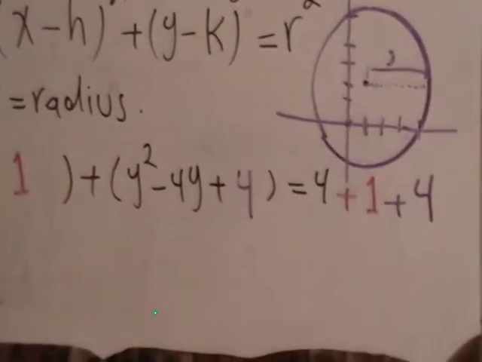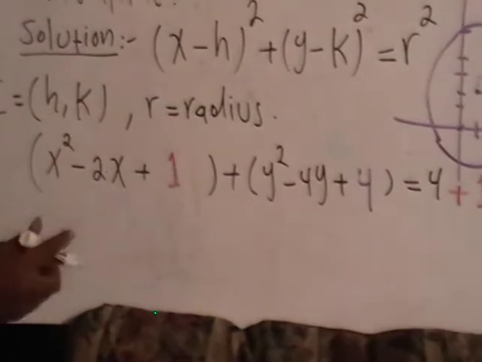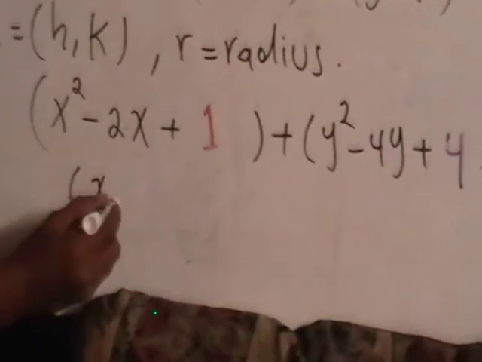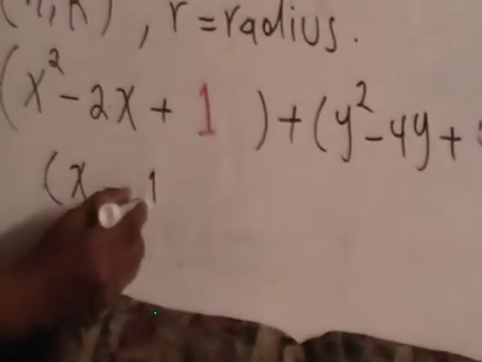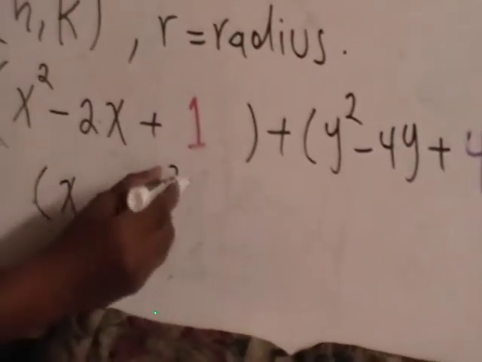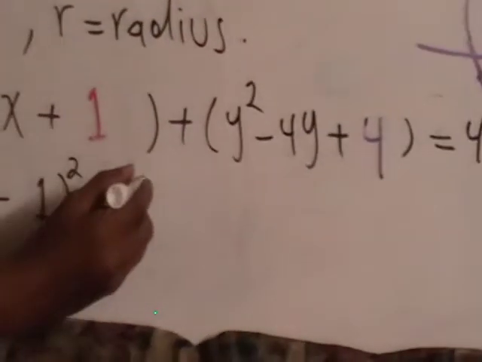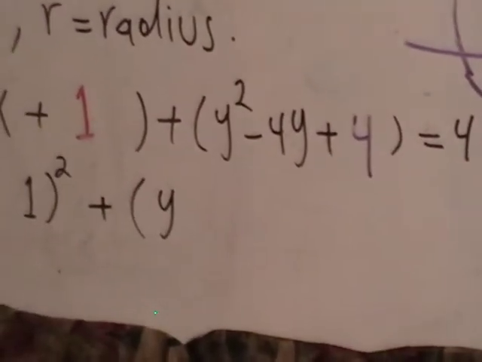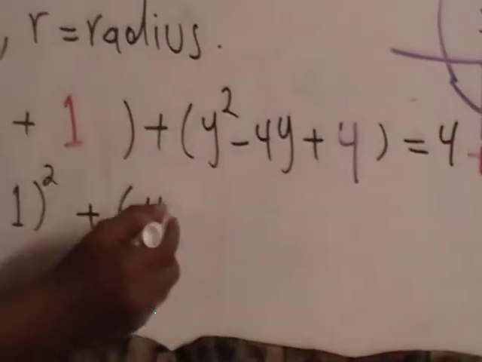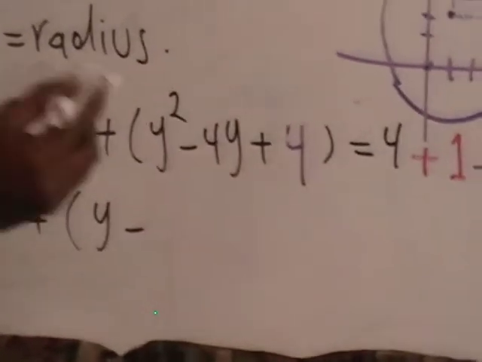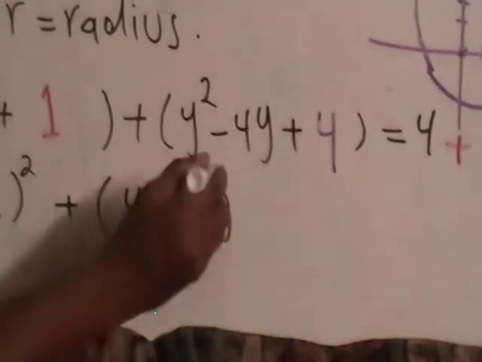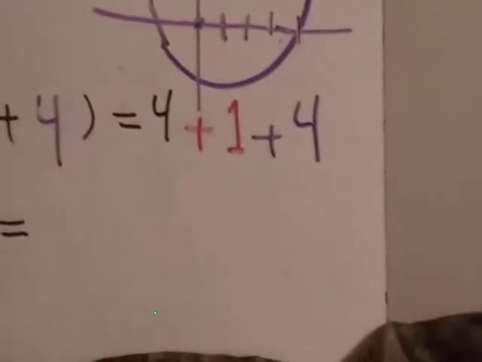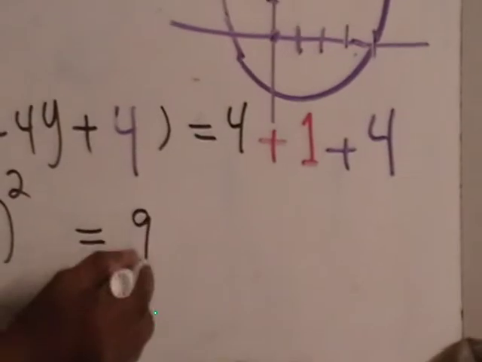So this is now what we call a perfect square trinomial that can be factored by taking the square root of the first, the sign of the middle, the square root of the last, quantity squared. Here is my plus sign. Similarly here, the square root of the first, y, the sign from the middle term, a minus sign, the square root of the last, which is 2, quantity squared, equals, on the other side I just add these numbers, 4 plus 1 plus 4 equals 9.